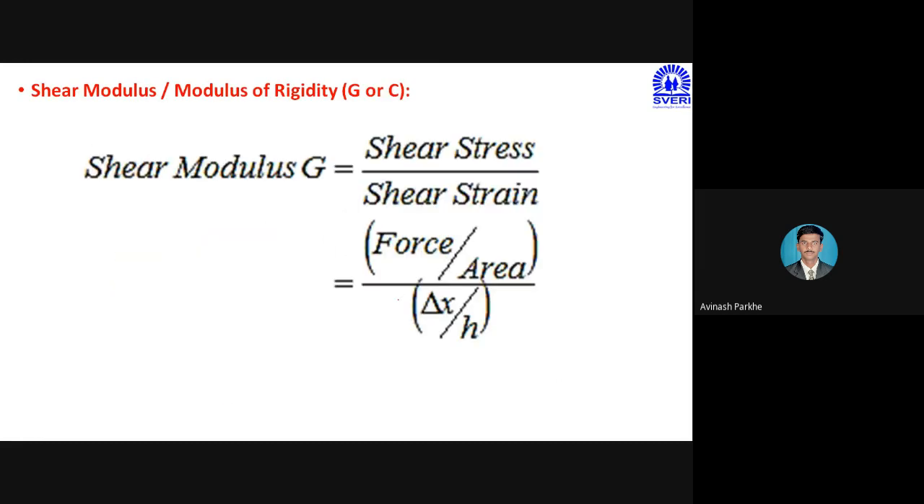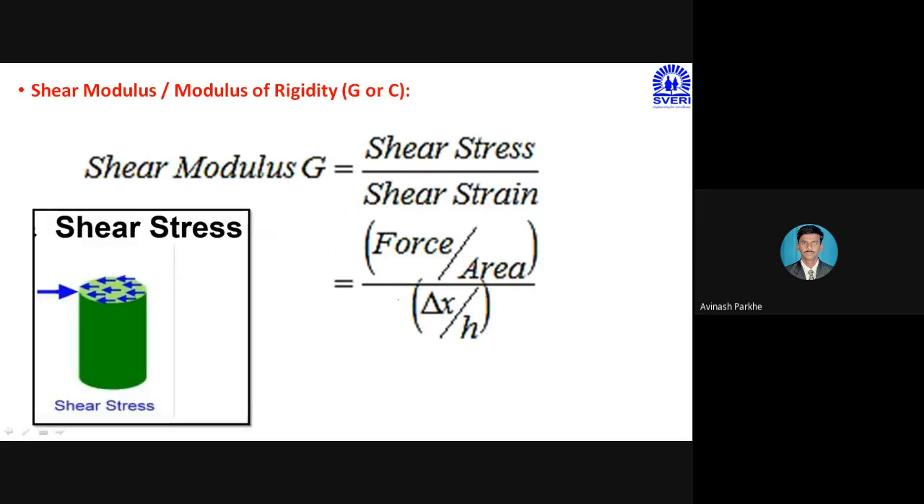Then the second one is the modulus of rigidity, also called the shear modulus. Again, the shear modulus has the same definition, that is stress upon strain. But which type of stress? Shear stress upon shear strain. This ratio is called the shear modulus or modulus of rigidity. This parameter can be represented by capital G, or sometimes by capital C. Why are shear stress and shear strain used here? Because in the heading itself, the word shear is there, and modulus of rigidity is there.